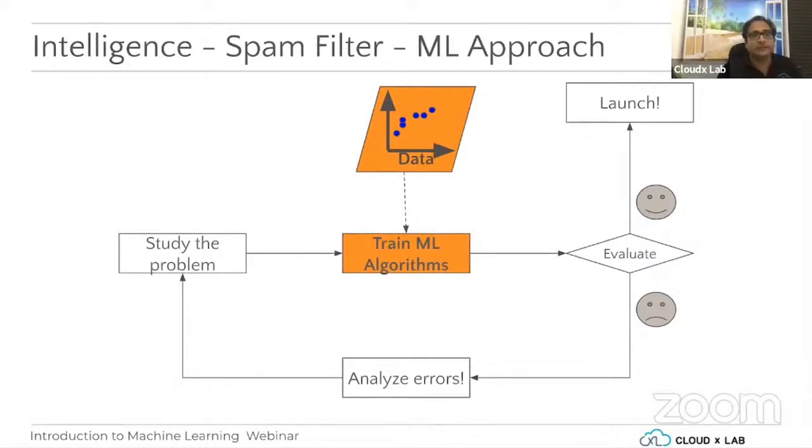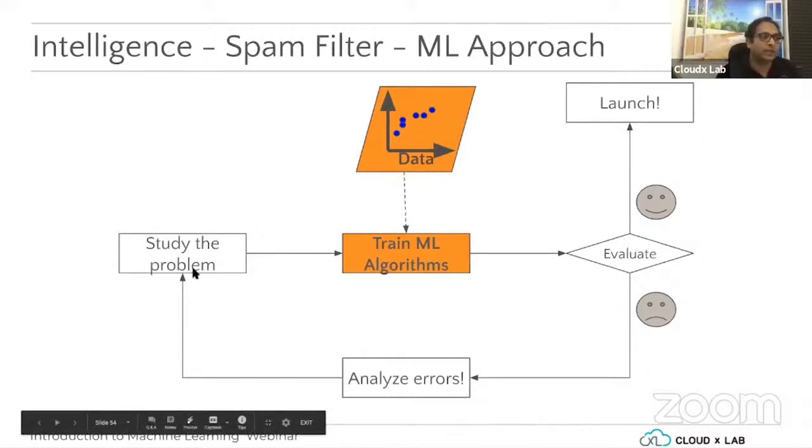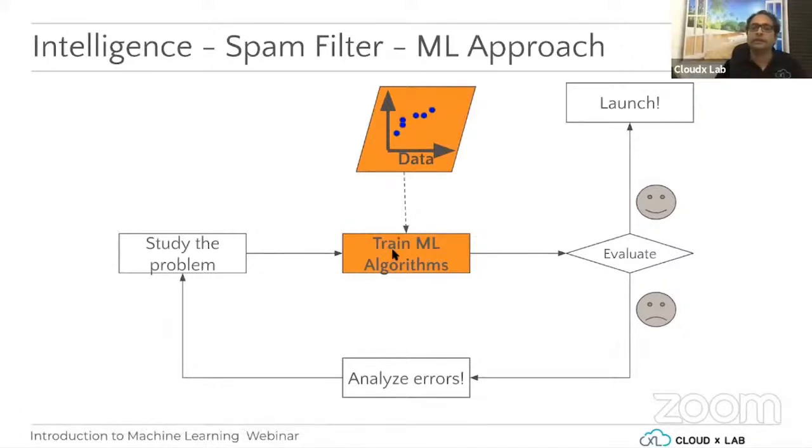Then we evaluate our model on data that is separate from this, because our algorithm has seen the training data. We evaluate it and see whether it makes sense or not. If it is making sense, we will launch. Otherwise, we go back to analyzing errors and then start feeding the data or retraining our model. So this is the machine learning approach.